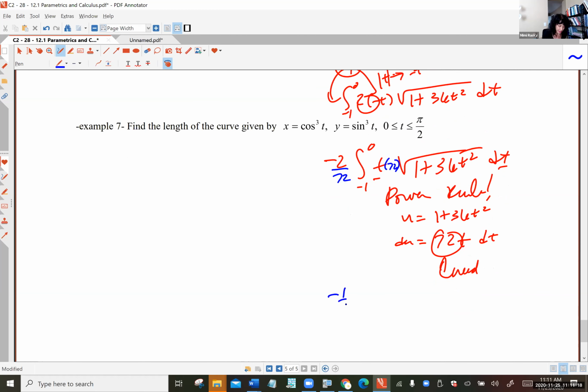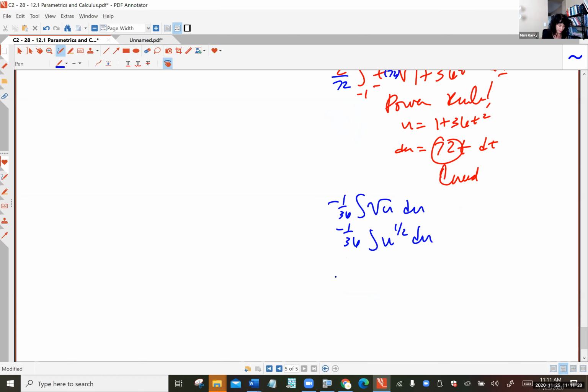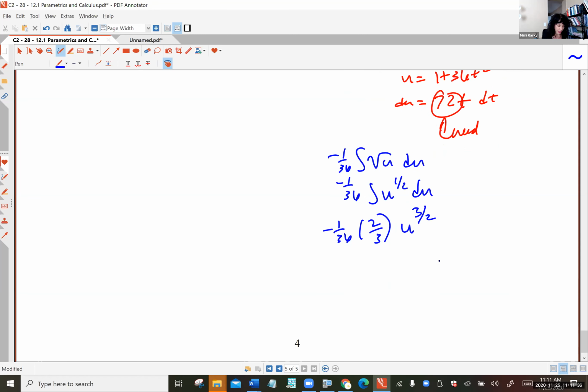And now this looks like negative 1/36, the integral of square root of u du. But that's negative 1/36, the integral of u to the half. And then using the power rule on that, negative 1/36, 2/3 u to the 3/2, and then put your u back in there. And after I reduce this to lowest terms, because 2 divided by 36 is 1/18, I'm going to have 18 times 3, I believe, is 54. And then I'm going to have 1 plus 36t squared to the 3/2. And I'm evaluating that on this interval, negative 1 to 0.